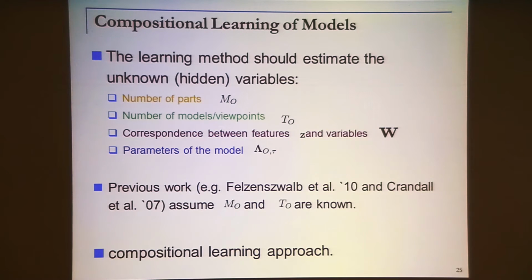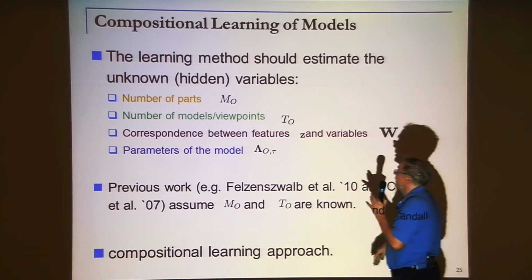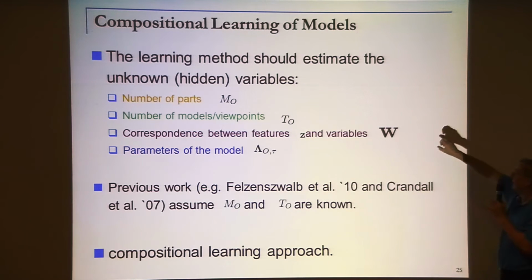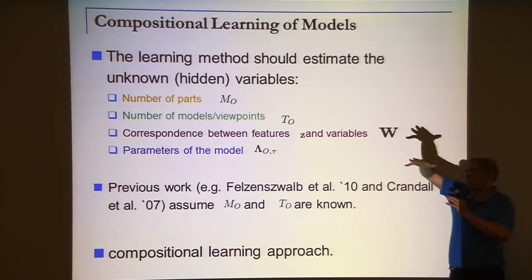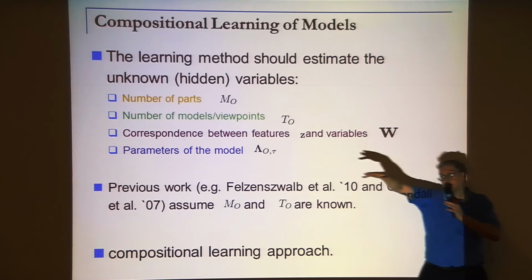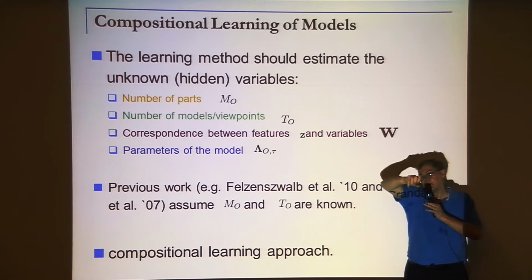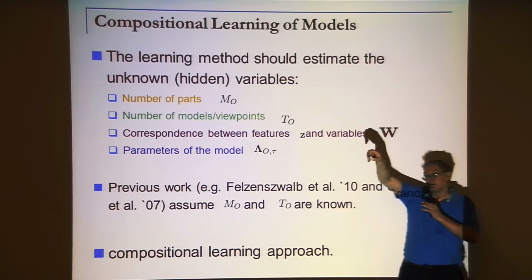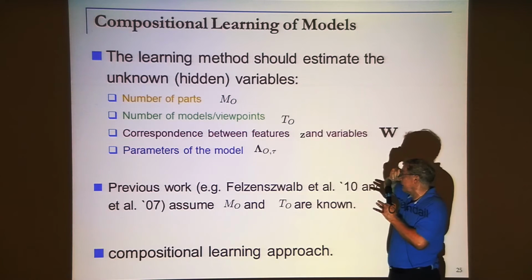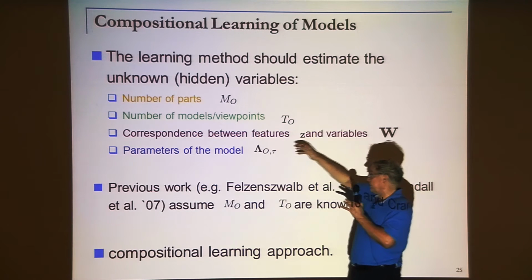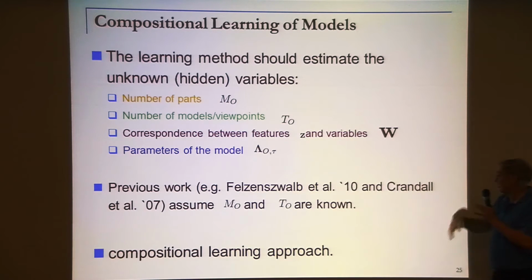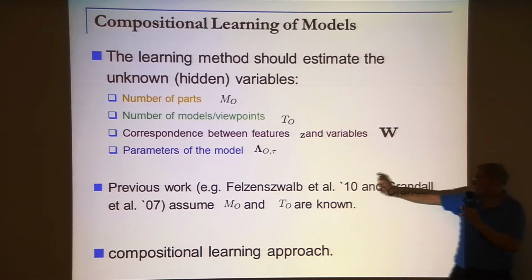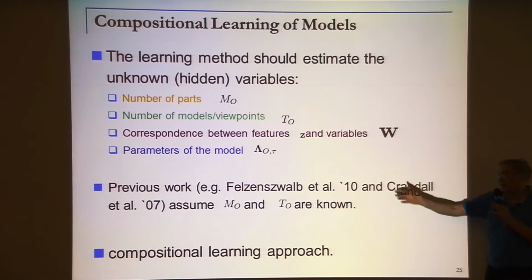So it has to estimate things like the number of parts, the number of models, and the correspondence between the features and the model. If we have the model and the data points, the HOG-Bundles that you found in the image, you still have to find the correspondence between the parts of the model and the HOG-Bundles in the image, and you have to find the parameters of the model. A lot of work that has done things like this before has assumed that most of these things are known.